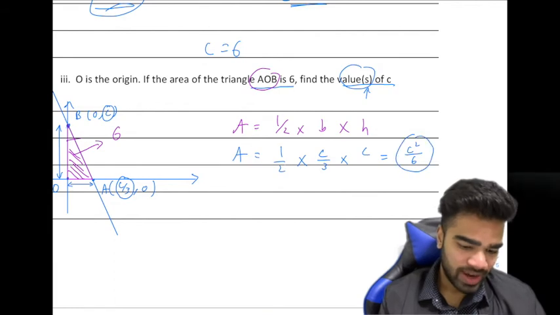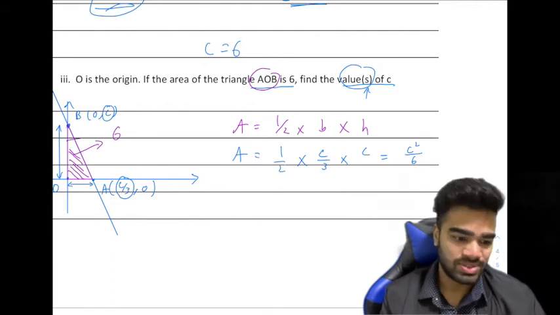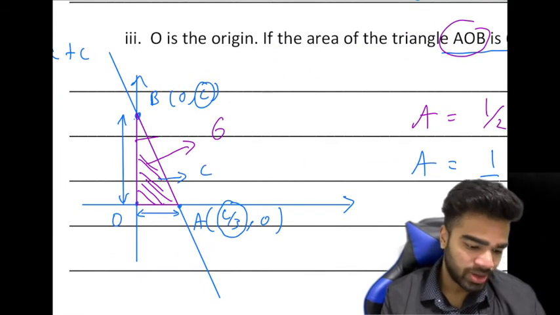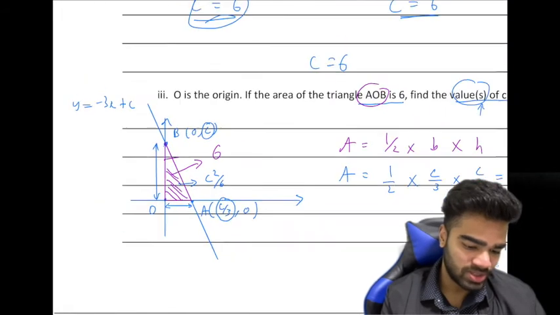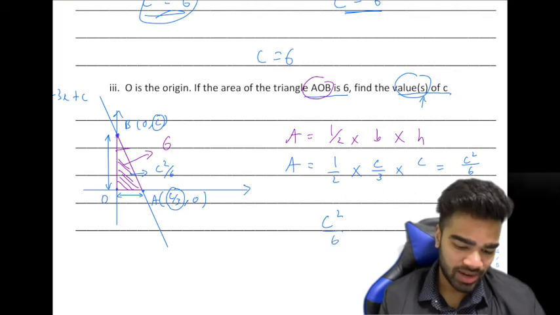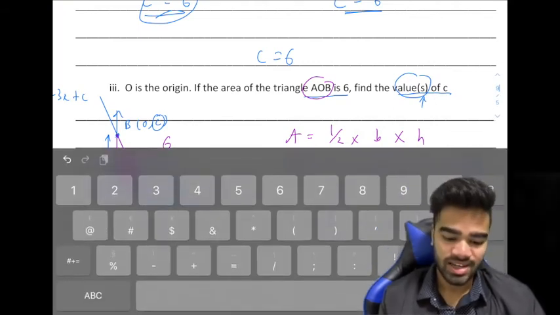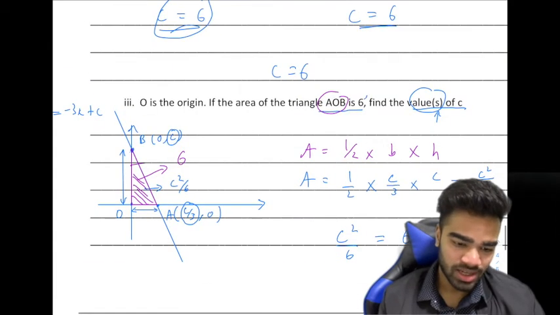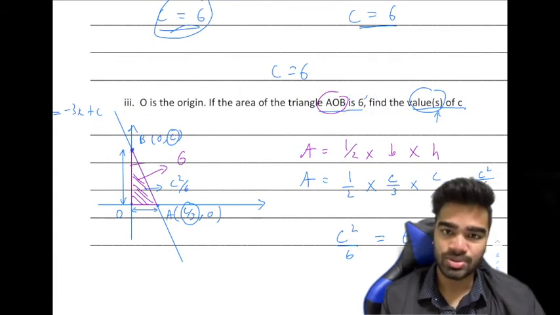Then, what we need to do? We have to say the area. So this is the area of the triangle in terms of c, right? So pretty much from my equation, this area is c squared over 6. What is the question saying the area has to be? The question is saying that our area, which is c squared over 6, has to be equal to 6. We got that 6 from the question.